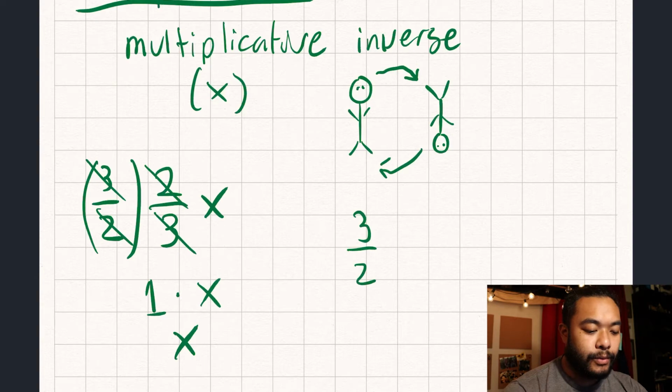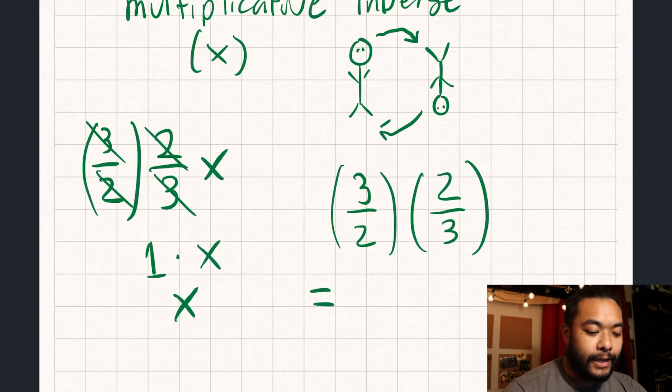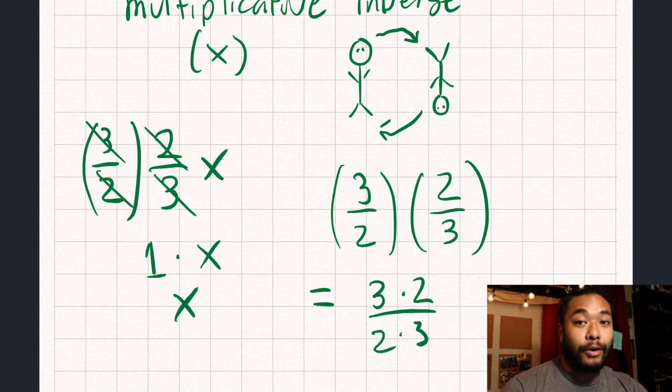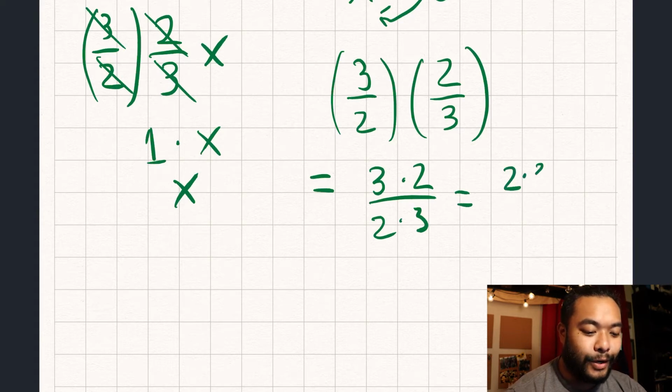3/2 times 2/3. What happens is that when you multiply fractions, you just multiply all the way across. So this is actually 3 times 2 divided by 2 times 3. Easy enough. Multiplication, it doesn't matter what order you go in. 3 times 2 is the same as 2 times 3. So this is actually the same as 2 times 3 over 2 times 3.